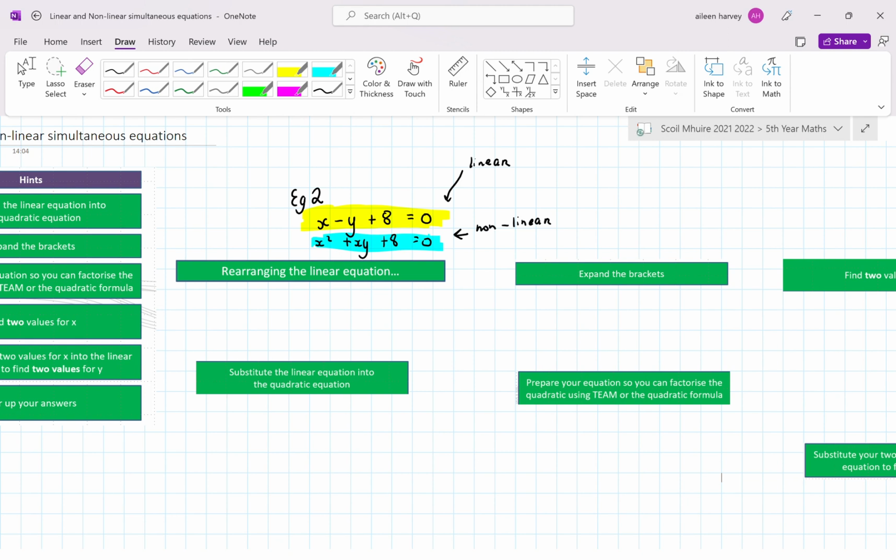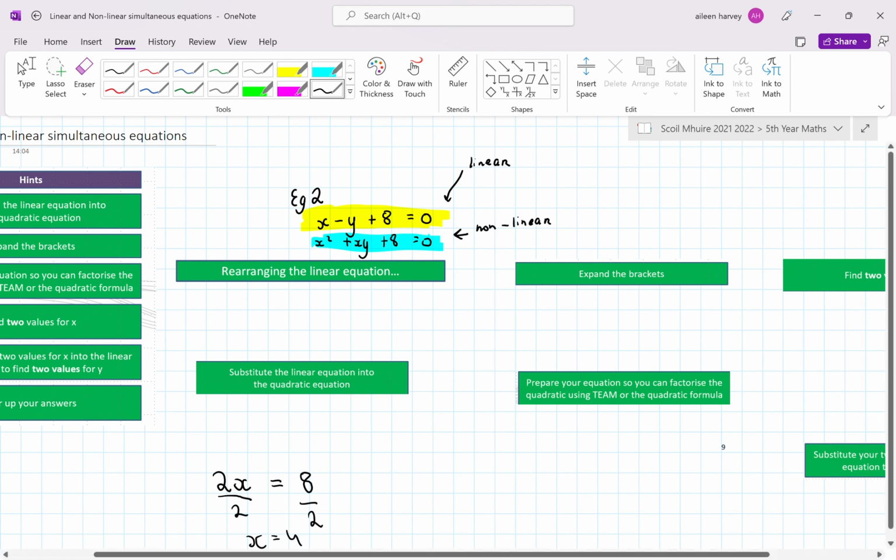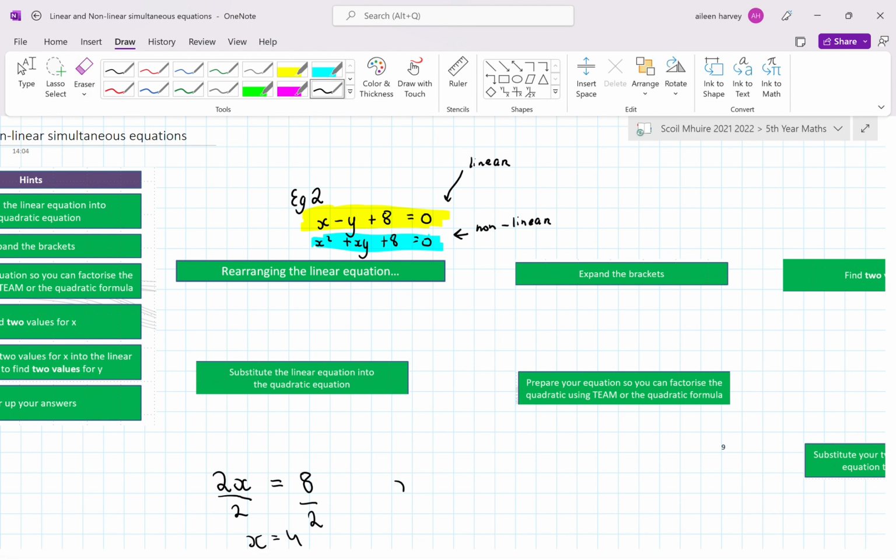The problem is, if you have two unknown letters in an equation, you cannot solve for it. You can only solve for simple equations that only have one letter. For example, 2x is equal to 8. We know that therefore x is equal to 4. If you have one unknown, you can solve for it. But if I have two unknowns like this, x plus y is equal to 8, I can't solve for either of those letters.